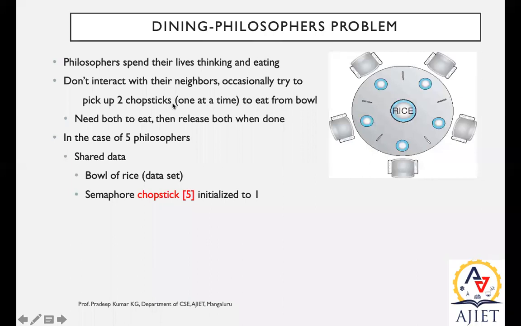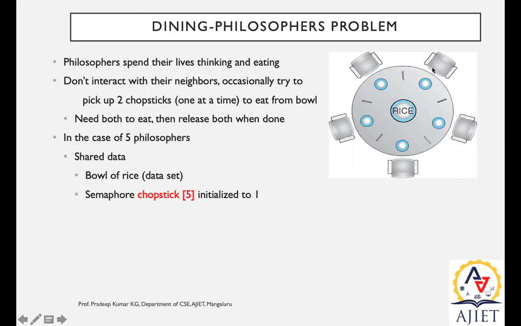So here the scenario is there are 5 philosophers. They are sitting in these chairs, 5 chairs individually. Please follow my cursor. So there are 5 philosophers. They are sitting in the chairs, and they have one bowl of rice. Each individual philosopher will have their own plate, and they have one single chopstick for each philosopher. So the philosopher's job is to think and eat.